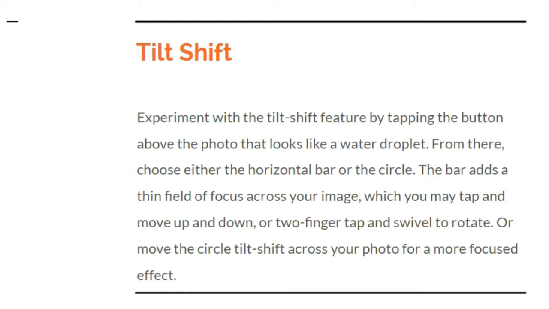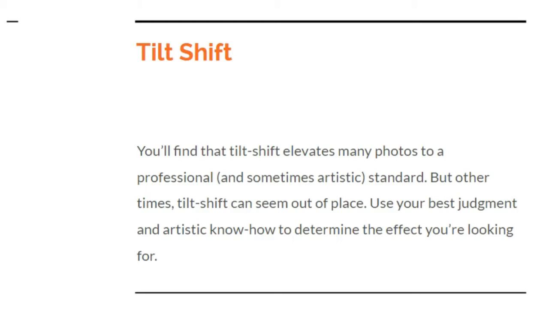From there you can choose either a horizontal bar or a circle. The bar adds a thin field of focus across your image, and you can tap and move it up and down, or do a 2-finger tap and swivel to rotate. It's going to give you a lot of different effects to play with. You'll find that Tilt-Shift elevates many of your photos to a professional, sometimes even an artistic standard. But other times, Tilt-Shift isn't going to seem like it belongs there.